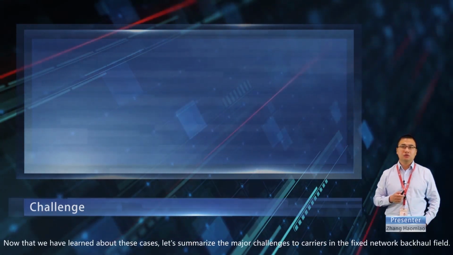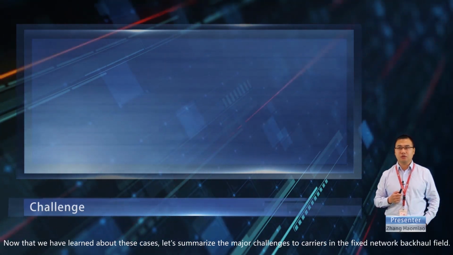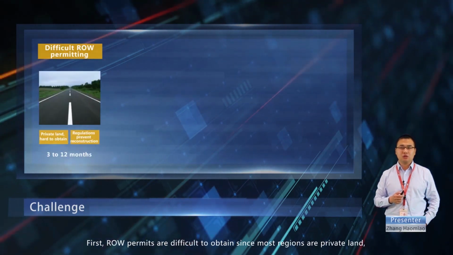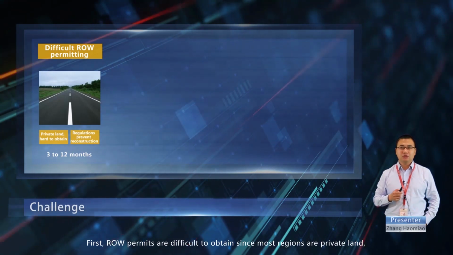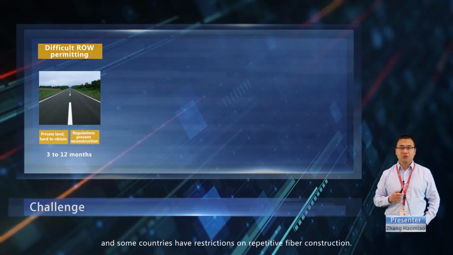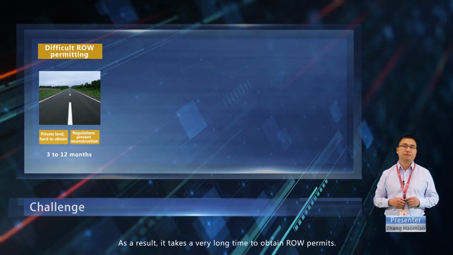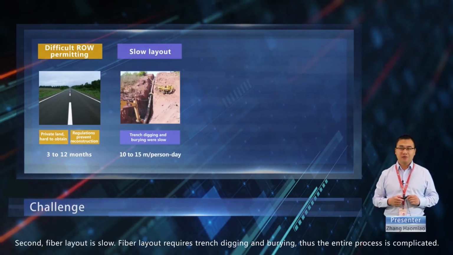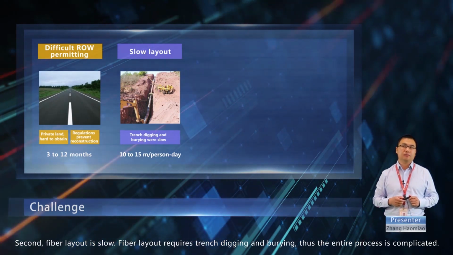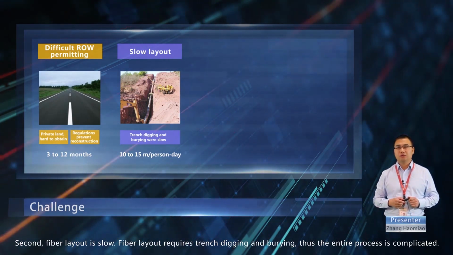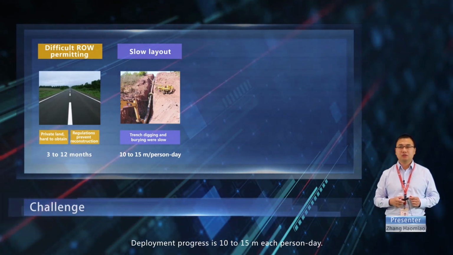Now that we have learned about these cases, let's summarize the major challenges to carriers in the fixed network backhaul field. First, right-of-way permits are difficult to obtain since most regions are private land, and some countries have restrictions on repetitive fiber construction. As a result, it takes a very long time to obtain right-of-way permits. Second, fiber layout is slow. Fiber layout requires trench digging and burying. Thus, the entire process is complicated. Deployment progress is 10 to 15 meters each person per day.